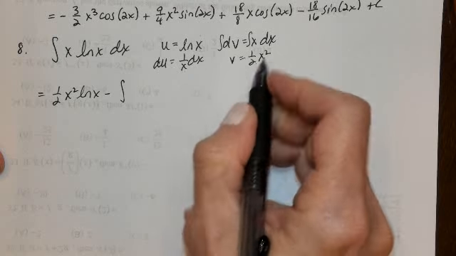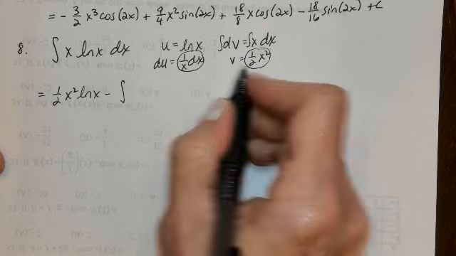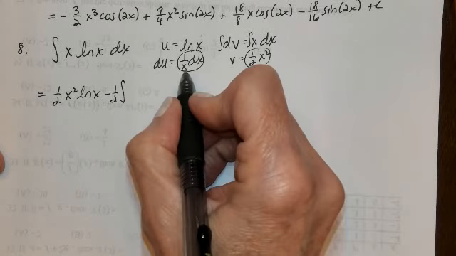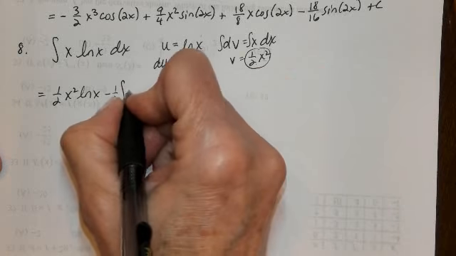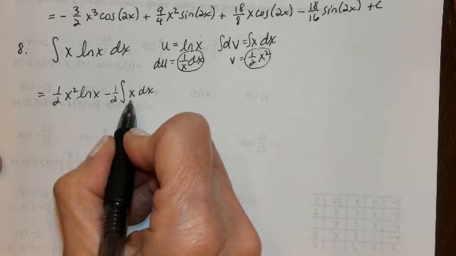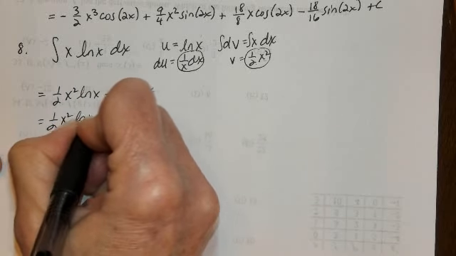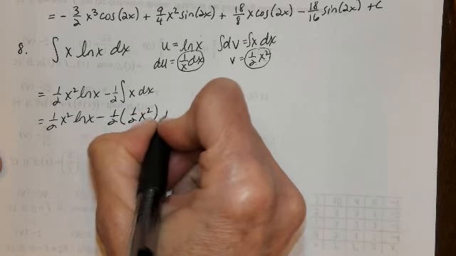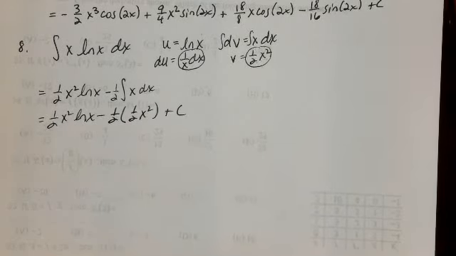So when I multiply v times du, I'm going to have 1/2, which I'm going to pull outside my integral, and then I'm going to have 1 over x times x squared. 1 over x times x squared is just x, and then we have our dx. And now we can use a little power rule on that. So that is 1/2 x squared plus c. So if you wanted to, you could change that to a 4th.